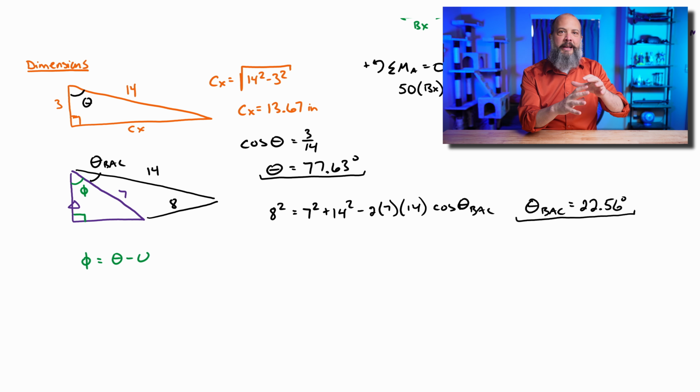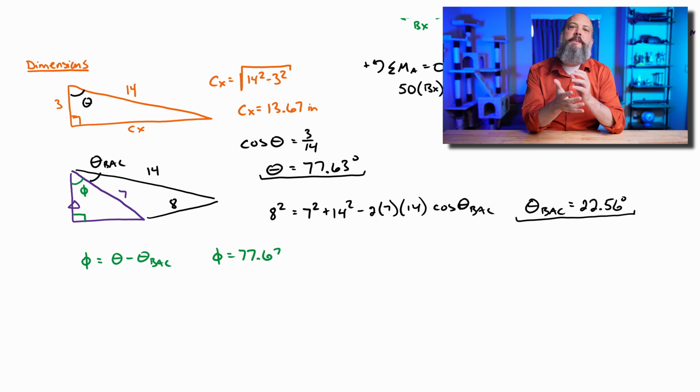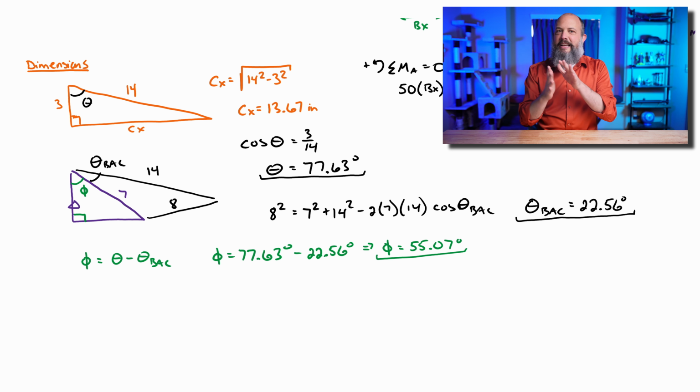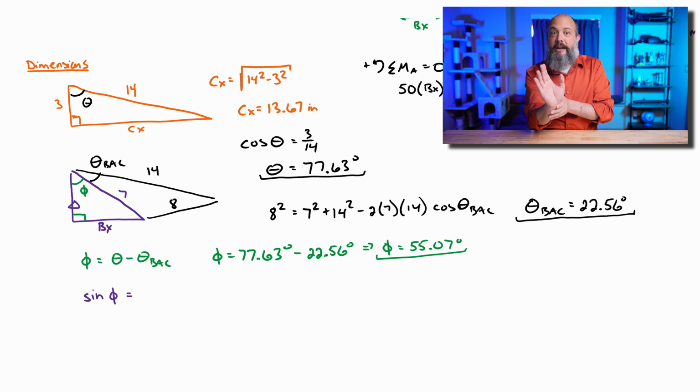And now by subtracting these two angles, I get this green angle phi, which is inside my new triangle, which has 7 as the hypotenuse. So phi is theta minus theta BAC, which gives me an angle phi of 55.07. And as I said, any diagonal line is the hypotenuse of a right triangle. So my diagonal 7 is a hypotenuse, and I've got a 90 degree angle, so it's a right triangle.